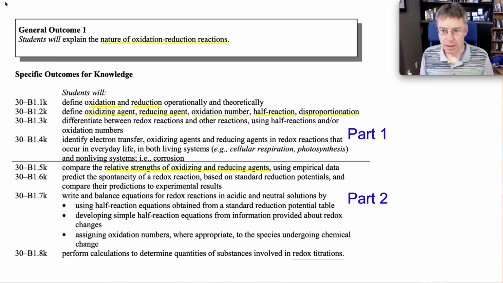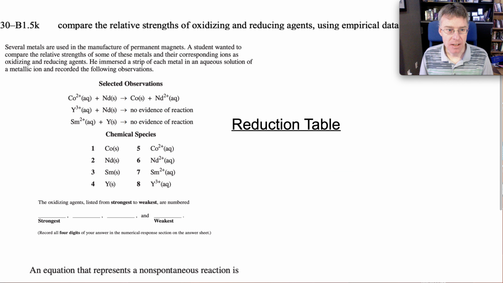So building redox tables is something you'll always see on tests and diplomas. We'll spend a fair bit of time on balancing full and half reactions and end with just one redox titration example. So building reduction tables is next, or first.